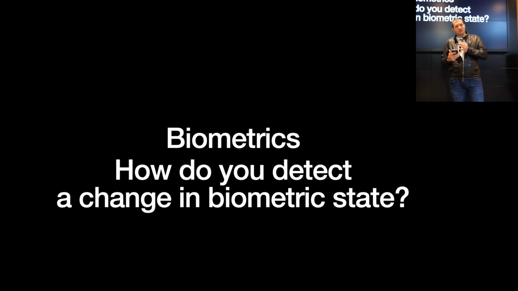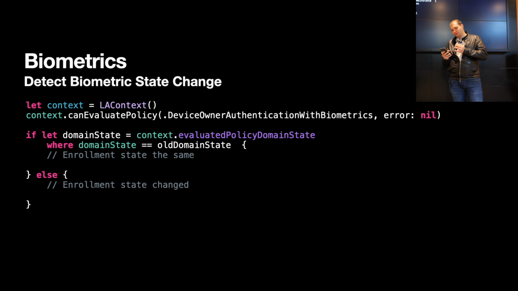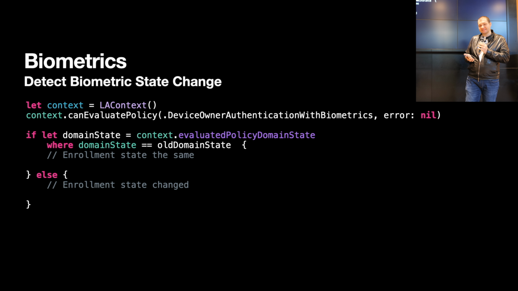Normally, the local authentication framework provides you with a so-called state. So you execute the command canEvaluatePolicy, and you get the data value, the so-called state. And if that state changes across the application launches, or across policy evaluations, you know that something in your biometric configuration has changed. You don't know what it is, but you know that it's no longer the same.